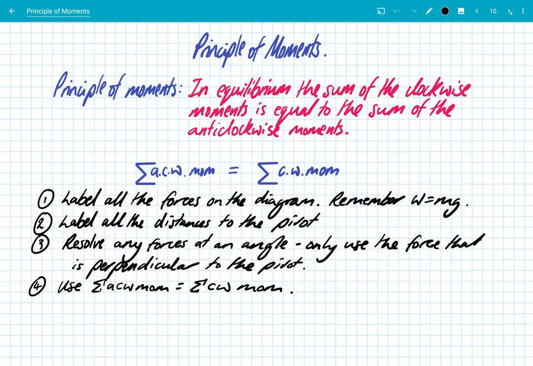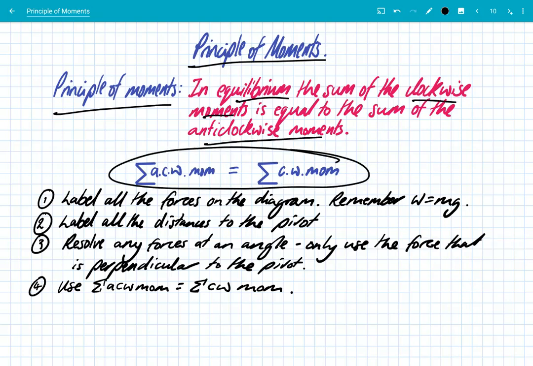So there we have it, lots of examples about how we use the principle of moments. Let's just summarize everything that we've done so far. The principle of moments says that in equilibrium, the sum of the clockwise moments is equal to the sum of the anti-clockwise moments. And that's what this mathematical expression here means. And you should start every single moments question by writing that down.